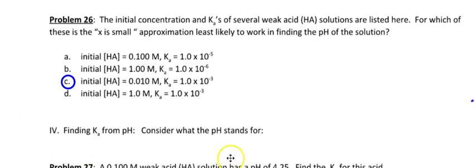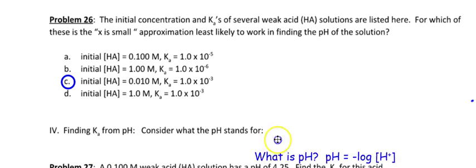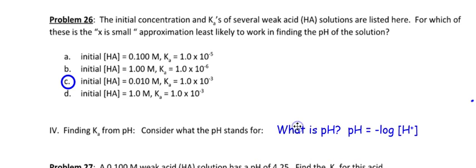So part 4, you're going to do the reverse. What if I give you the pH of this unknown acid, and I'm asking you to find the Ka? We are doing the reverse. So what does pH stand for? All right, so what is pH? pH is the negative log of H plus concentration. So how can I use this to help me? If I know what pH is, what can I solve for?